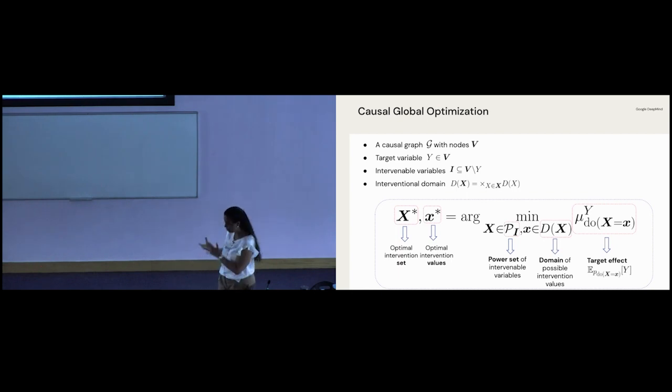And so the search space of this algorithm is a bit different from what we are used to, because we want to look at both the set X, which is in the power set of intervenable variables, but we also want to look at the domain. We also want to identify the intervention level x in the domain of all the possible intervention values.